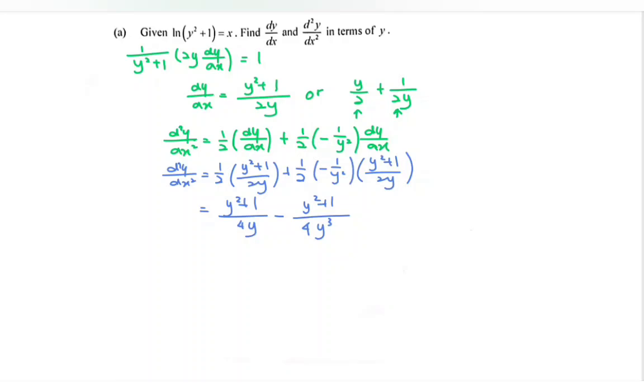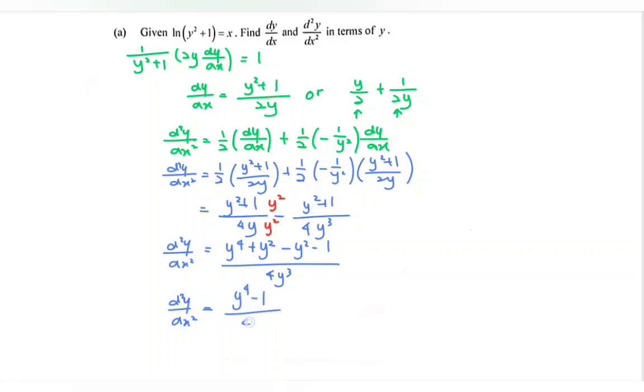So kindly equate the denominator. What we have to do is to multiply the y squared for this part. So rewrite the situation. The second derivative, we will have y to the power 4 plus y squared, and then minus y squared, and then minus 1 over 4y cubed. Finally, we have the second derivative equals y to the power 4 minus 1 over 4y to the power of 3. So that is the first derivative and also the second derivative in terms of y.